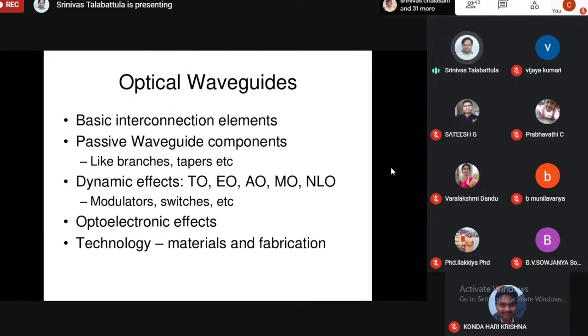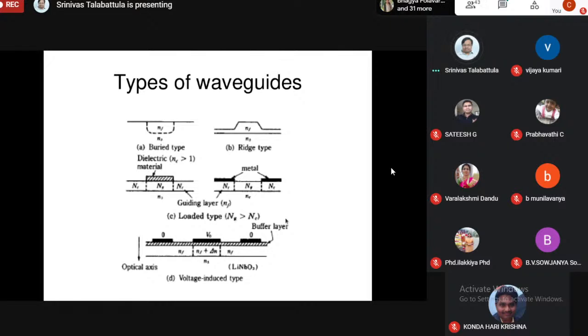Finally, technology is going to be important: how you fabricate all these devices. For the time being, you can take it that we can fabricate these devices easily in India. Of course, if you go to a more complex system like a neural network, then you will require more sophisticated technology. So these are the different types of waveguides.